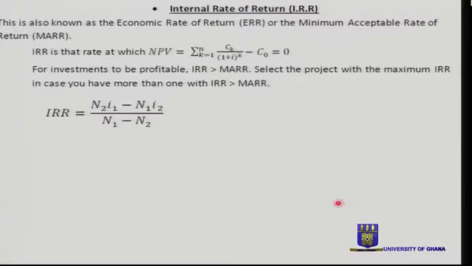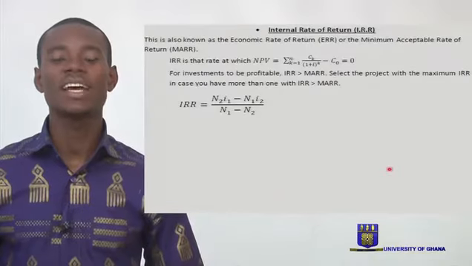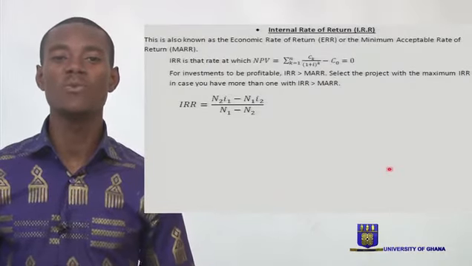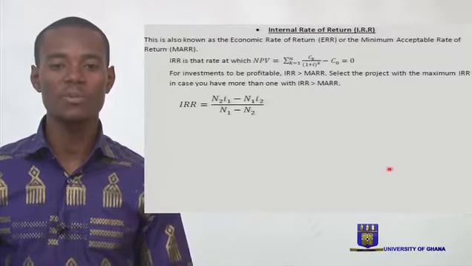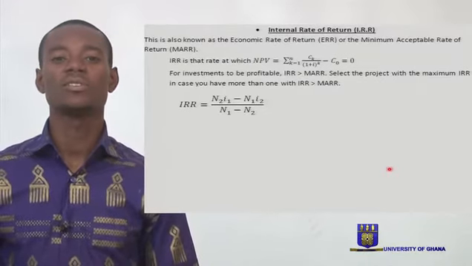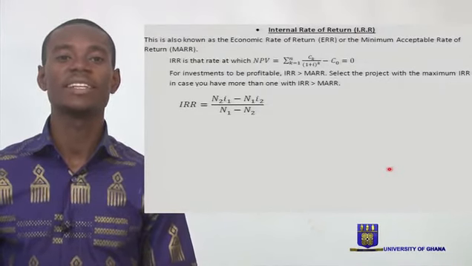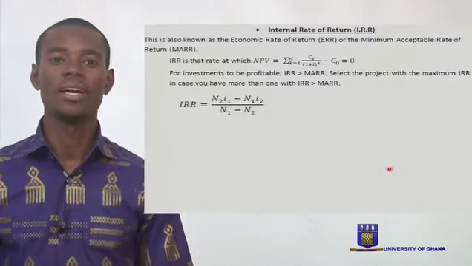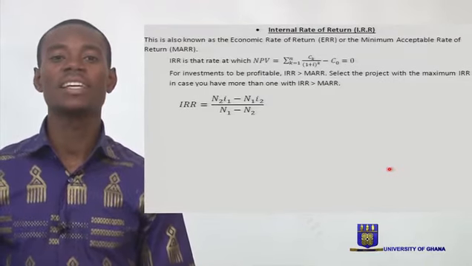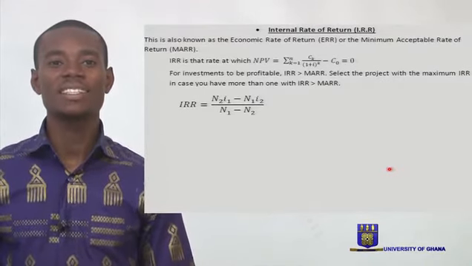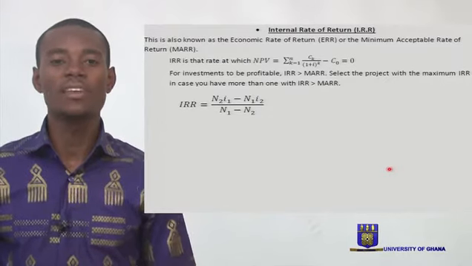Okay, another concept we are going to look at under capital investment appraisal is the internal rate of return. Now, the internal rate of return is a special technique which helps us identify that minimum, acceptable rate of return. In other words, it is that interest rate that takes our NPV to zero, right? It helps us identify the acceptable rate for any business venture.